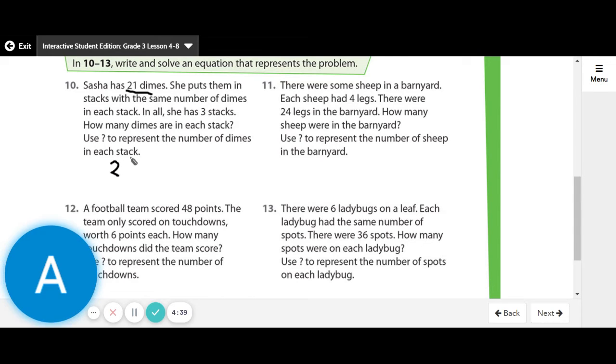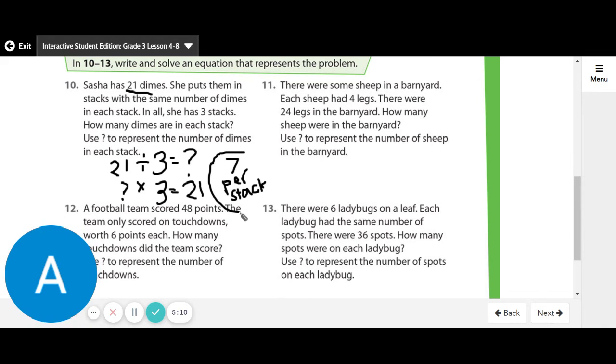So we can think about 21 divided into 3 stacks. Would it be how many per stack? So then we can also think about what number times 3 equals 21. I know 3 times 7 is 21, so we would have 7 in each stack, or 7 per stack. That would be our final answer.